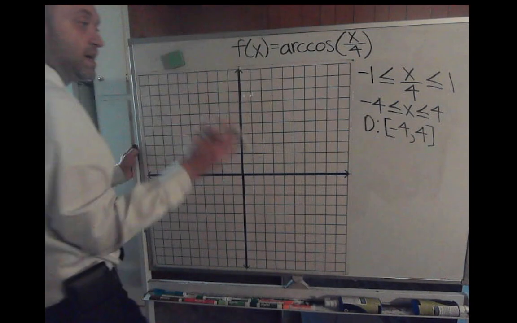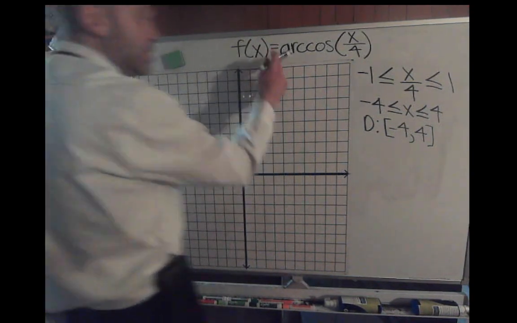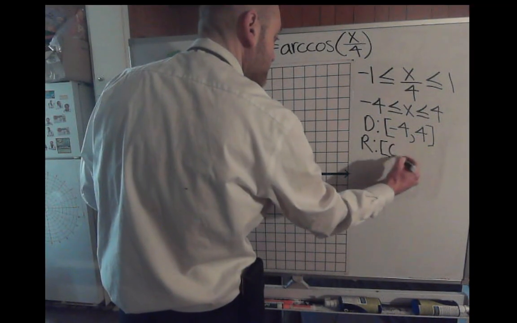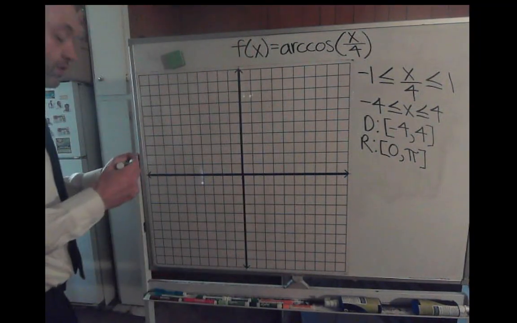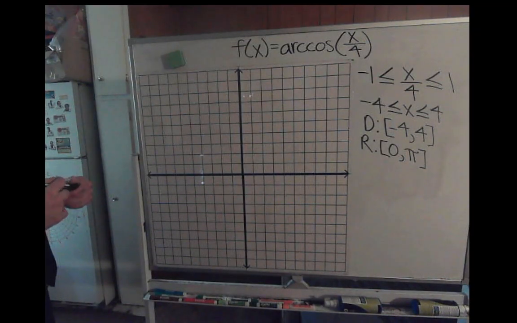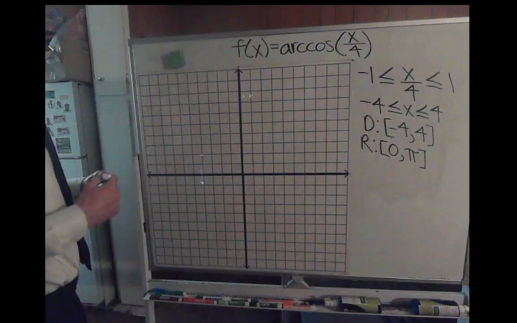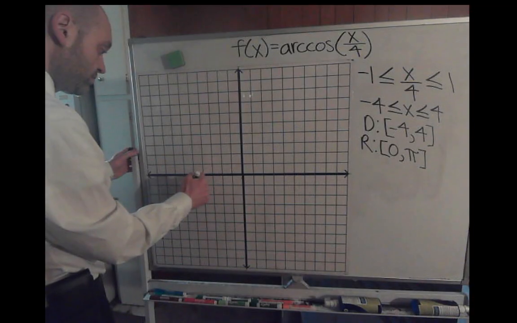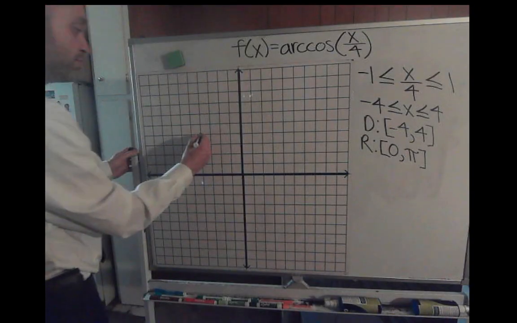So I've horizontally stretched this graph is what I've done. I don't have a coefficient on the arc cosine, so my range is still going to be from 0 to pi. So now we can proceed and graph this. If I put in -4 for the x, I would get the arc cosine of -1, which would put me at pi.